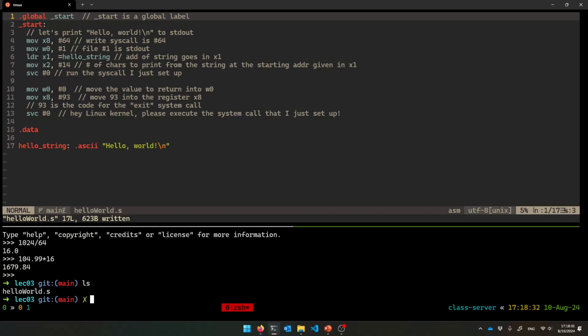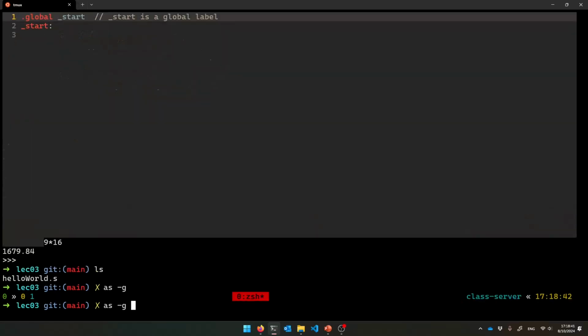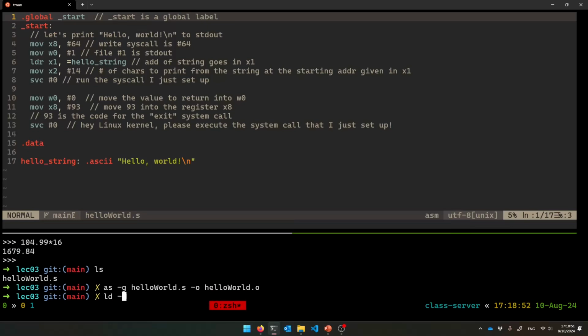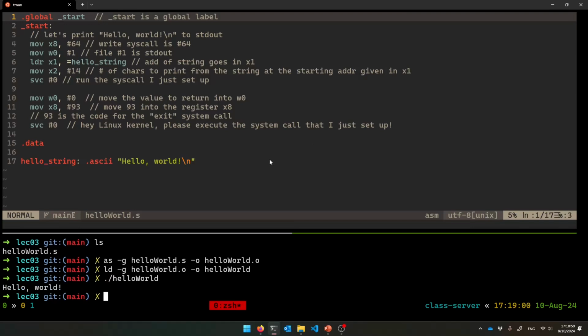I don't know if I need to use -g because we're just going to dump it anyway, but I'll do it for fun. Let's do -g just in case you ever want to load this into GDB. But we're going to do objdump instead. So I'll do as -g hello world.s -o hello world.o, and we have ld. You can also do -g on that. Hello world.o. Just call it hello world. And so there's my final executable program that just prints hello world to the screen.